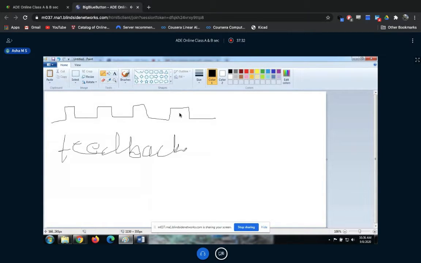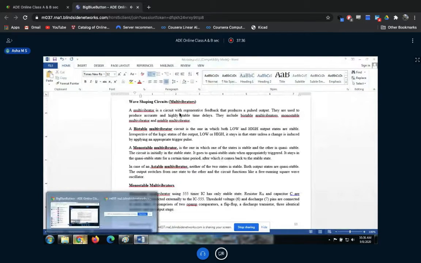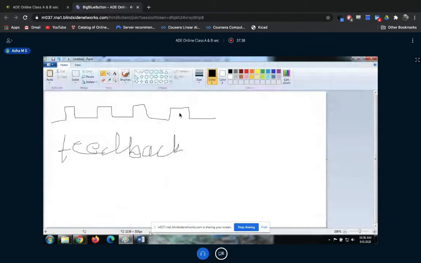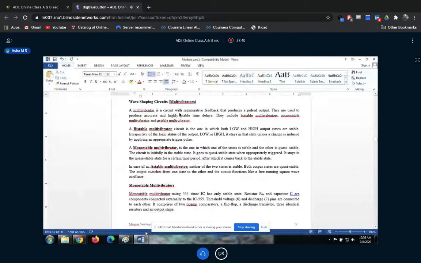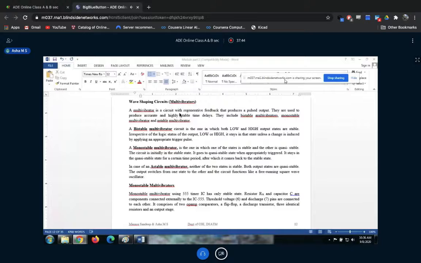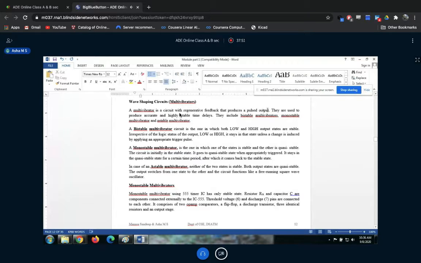So where exactly will this be used? If you want to have a delay in the circuit, they can be used in producing delays and so on. Don't worry too much about all those things. Just understand that it is a pulse generator. If you want to generate pulses, you can make use of these multivibrators.